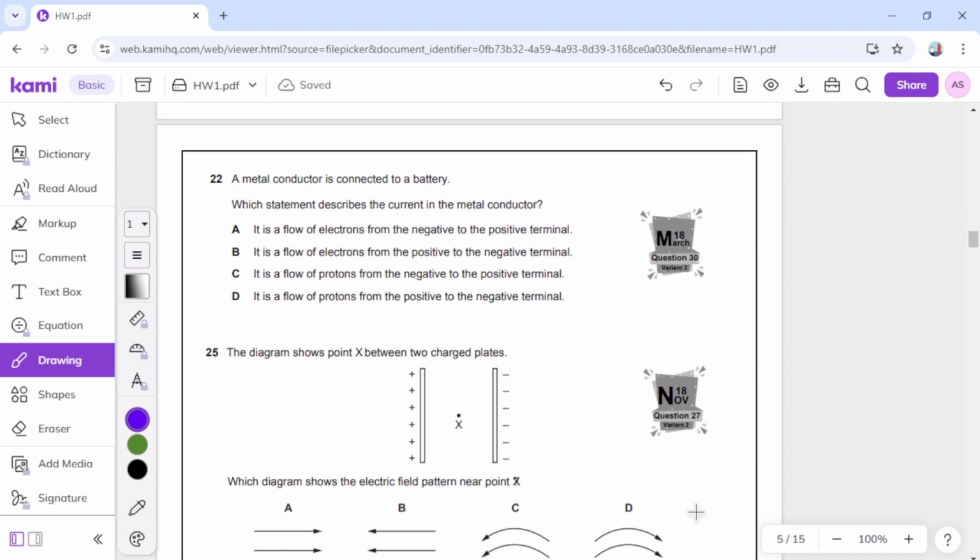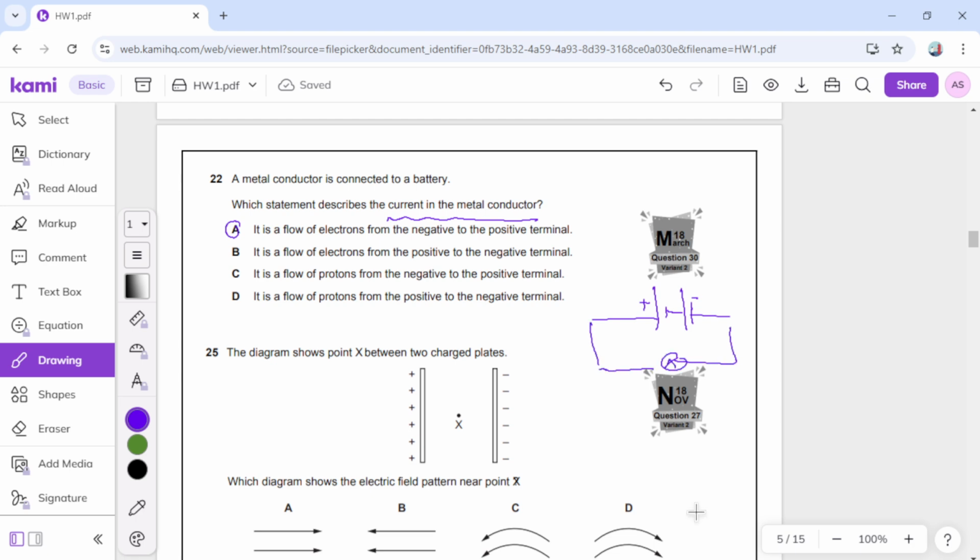A metal conductor is connected to a battery. Which statement describes the current in the metal conductor? Okay, it's a flow of electrons from the negative to the positive terminal. Okay, maybe correct. We said before, if we have a battery, negative terminal, positive terminal, for example.